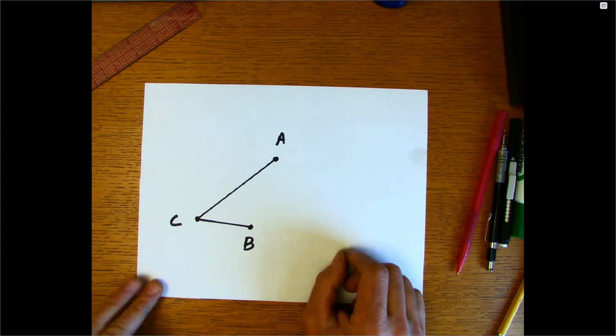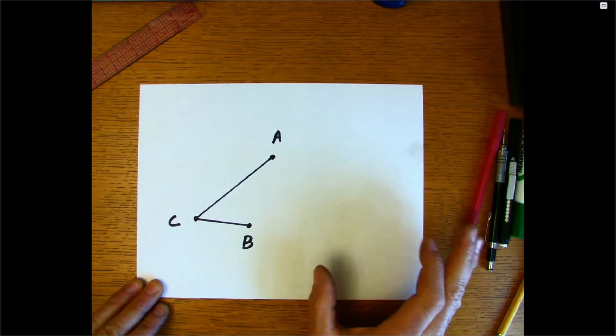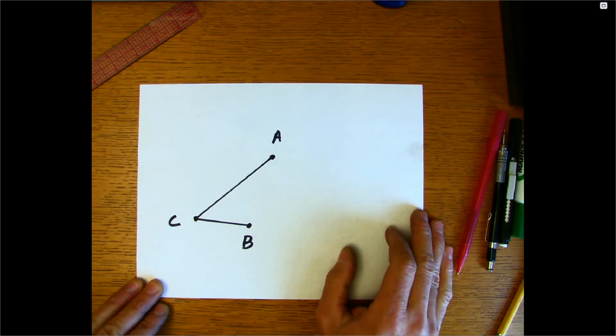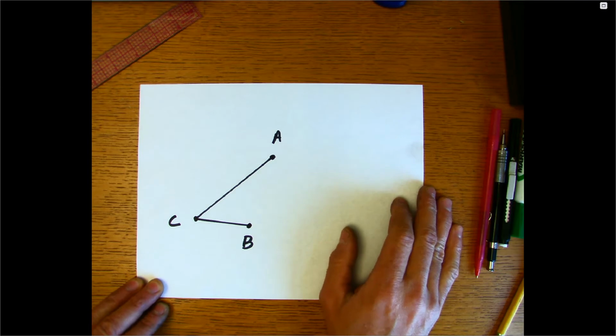So I've purposely given you an angle where the lengths of the two legs that define the angle are different in length. And that's just to impress upon you the fact that you only need to really know one of these lengths, or pick any length really, to construct a rhombus.